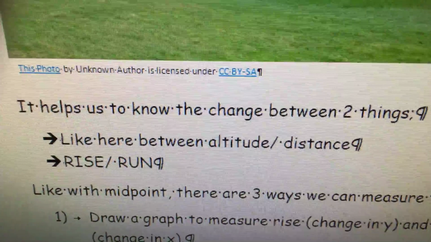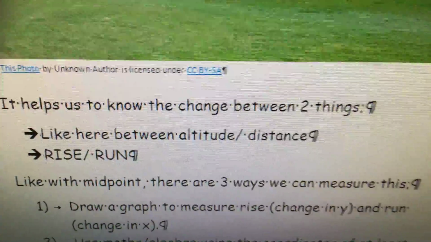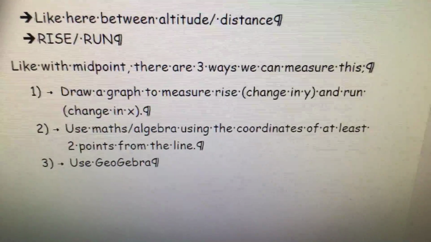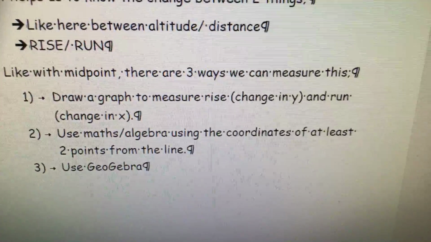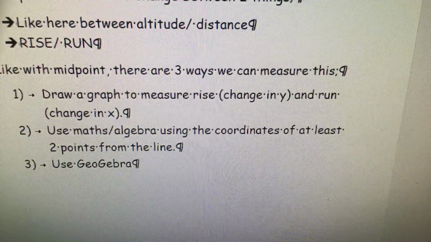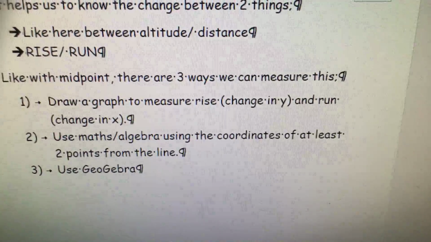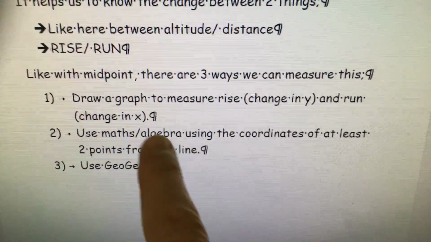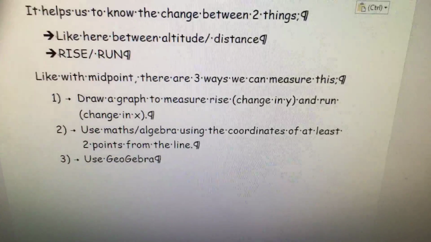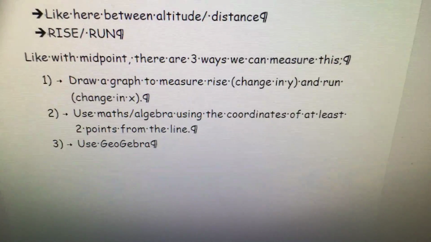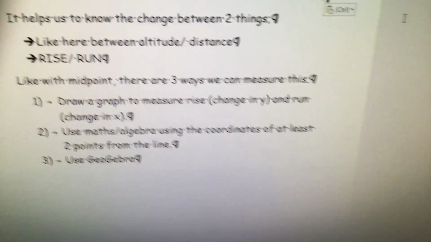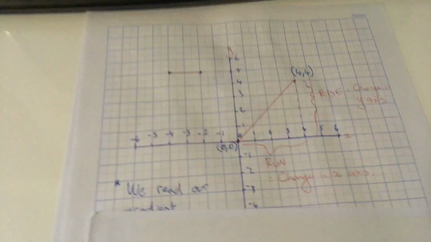So here you're looking at rise over run, which is another way to think of gradient. So like with midpoint, there are three ways that we can measure this. So we can go old school and draw a graph to measure rise and run. So rise is the change in the y-axis, or altitude for the hill example, and our run is the change in the x, which is our distance across the base of the hill there. We can use maths and algebra using the coordinates of at least 2 points from a line, or we can use GeoGebra. I'll just quickly show you the old school way here.